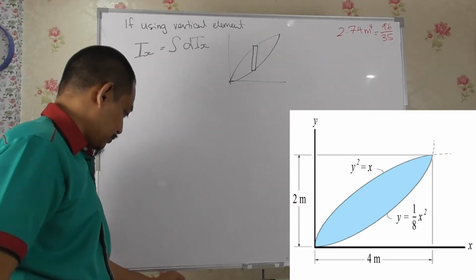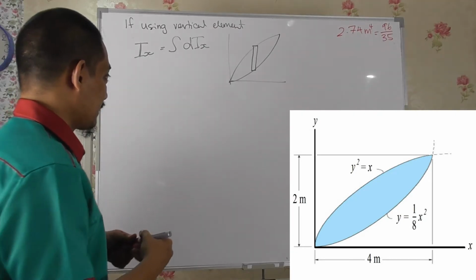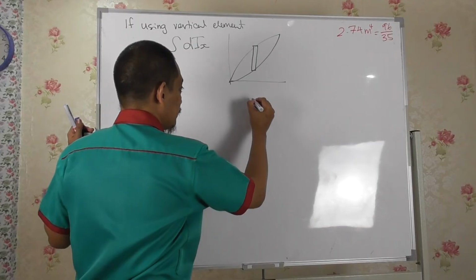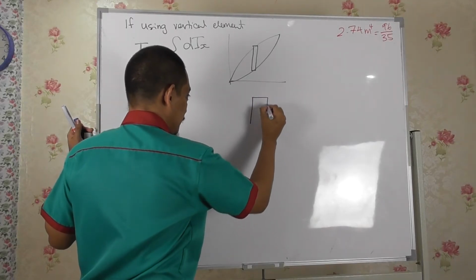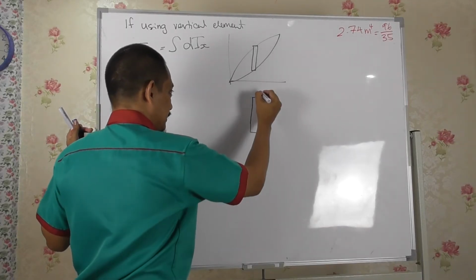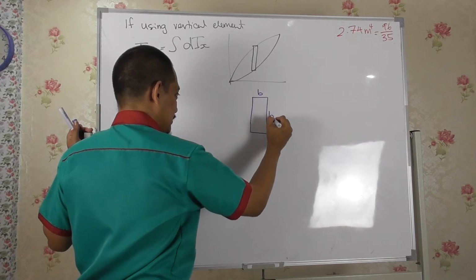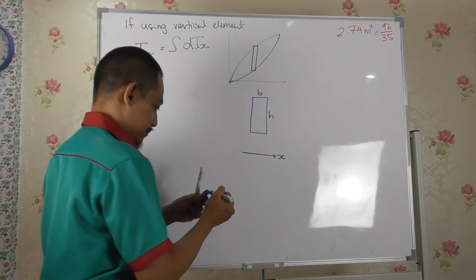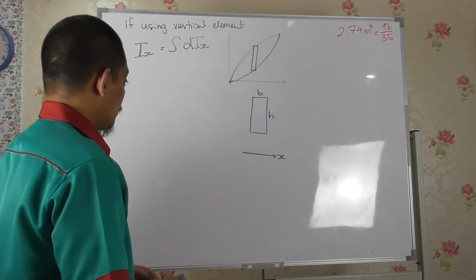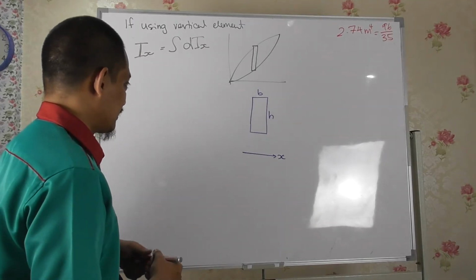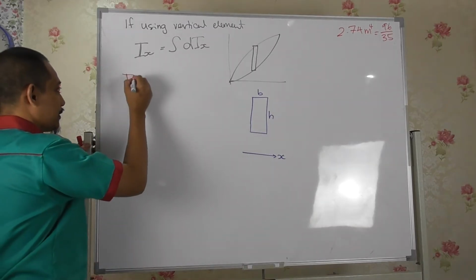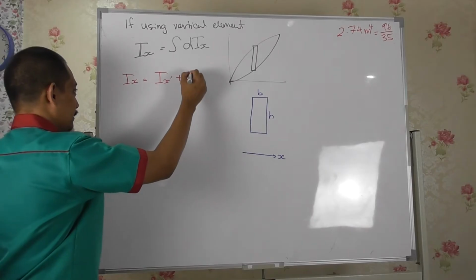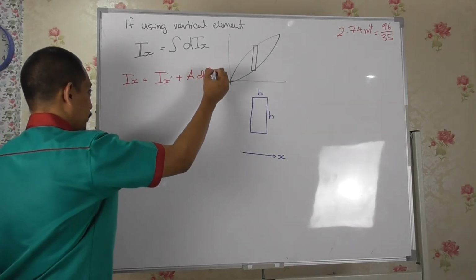Okay, so based on that, if we are to draw, the element will be something like this, right? First imagine this is B and this is H, and then the axis is here, the x-axis. So what does the parallel axis theorem state? Parallel axis theorem: Ix equals Ix prime plus A dy square, right?